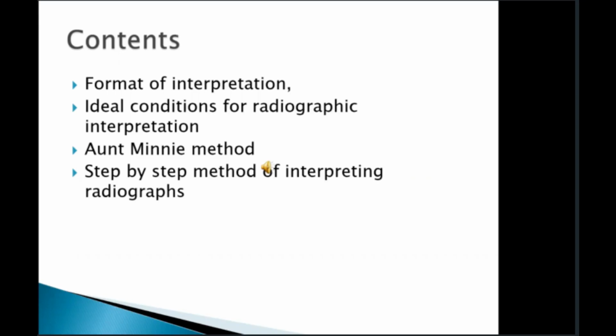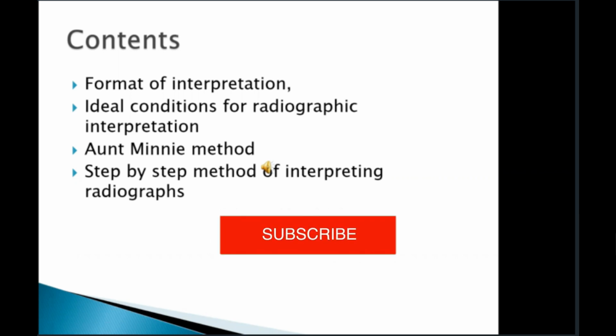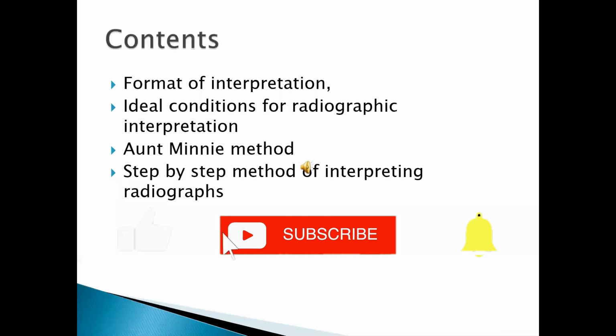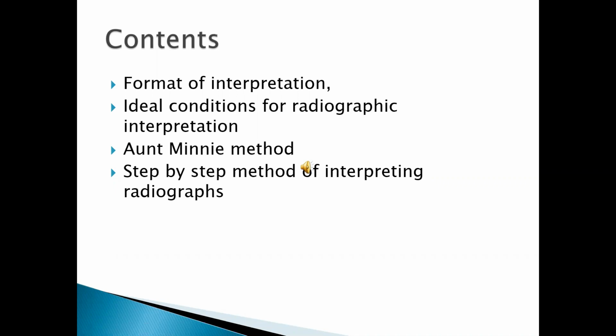Methods of interpreting the radiograph. The first method is basically using the memory, a picture of a radiographic description that you have studied in a textbook or heard in a lecture, which is known as the Aunt Mini method. The second one is a more systematic step-by-step method, which is preferable because of its sound scientific basis. So we'll be studying both the methods and the advantages and disadvantages of each one of them.